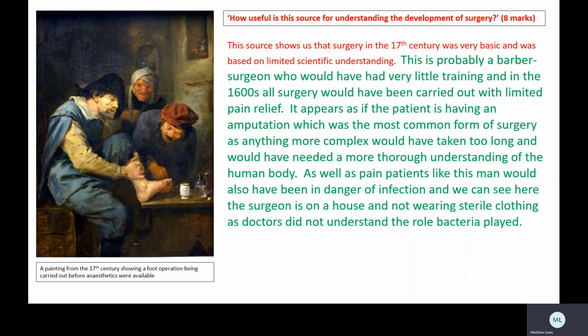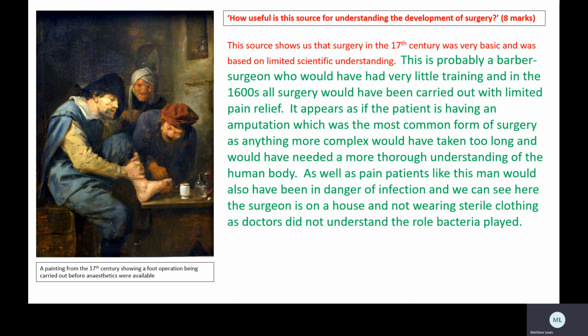It appears as if the patient is having an amputation, which was the most common form of surgery. And again, I don't know that, but it's okay for me to take an educated guess and then to use my knowledge. As anything more complex would have taken too long, would have needed more thorough understanding of the human body, as well as pain. Patients like this would have had also pain through infection, and we can see here that the surgeon is in a house, not wearing sterile clothing, as doctors did not understand the role bacteria played.